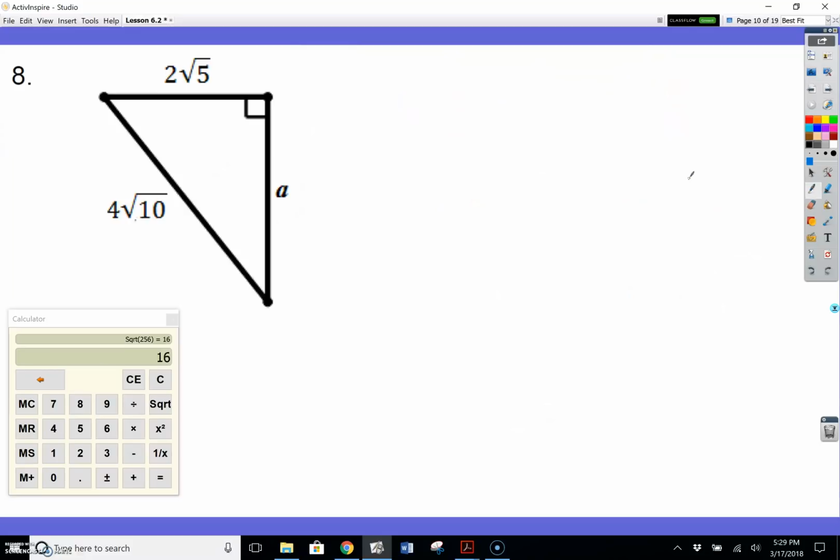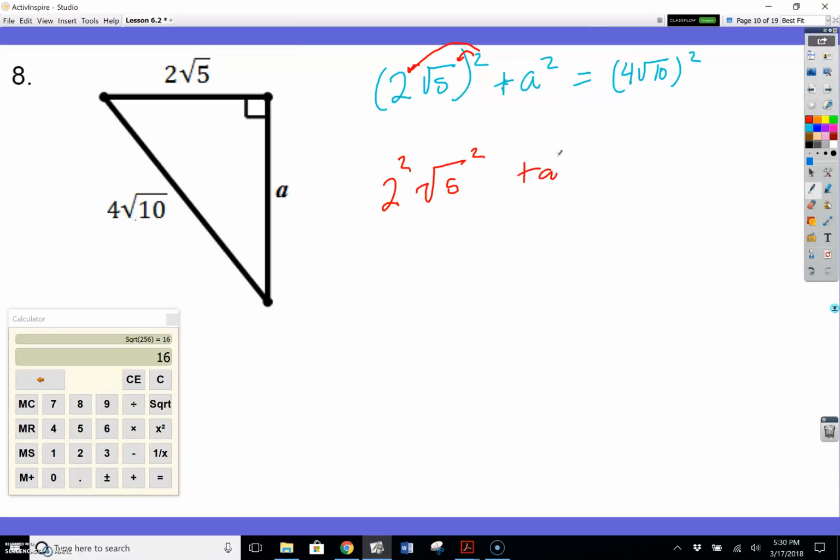All right, so now this one looks a tad trickier because there's lots of square roots. But the process stays the same. So I'm going to have (2 radical 5)^2 plus a to the second power, equals (4 radical 10)^2. So I'm going to distribute this 2 to the second power to the 2 and the radical 5. This will be 2 to the second power times 5 to the second power, plus a squared is equal to 4 to the second power times 10 to the second power.